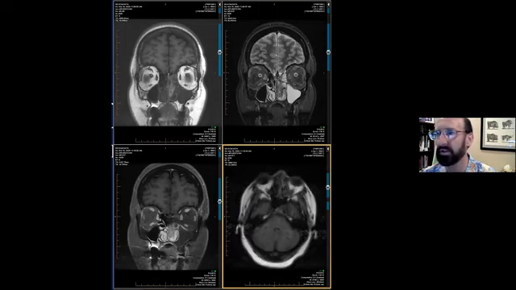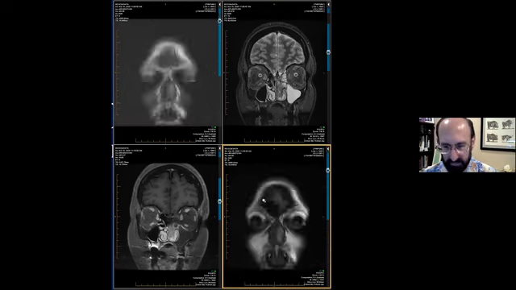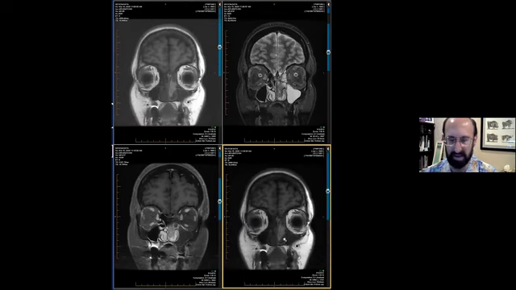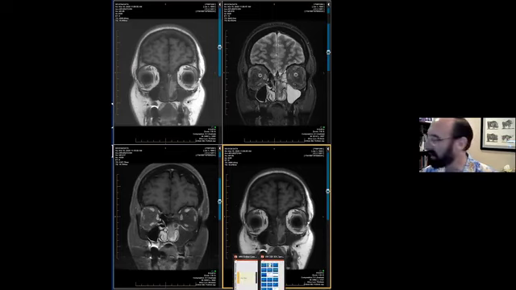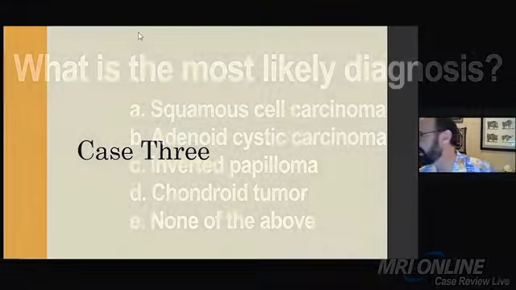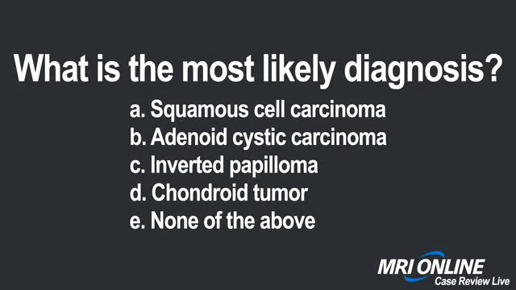So, well, we can go with this. So pre-GAD, here's the lesion. While I go to PowerPoint, can you give them the first question on this case? What's the most likely diagnosis? Is this most likely squamous cell carcinoma, adenoid cystic carcinoma, inverted papilloma, a chondroid tumor, or none of the above?